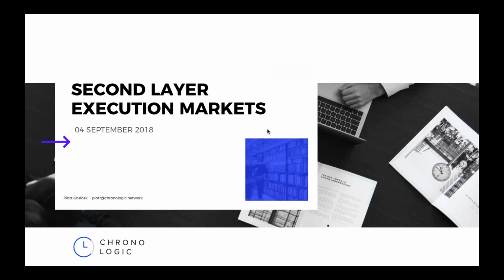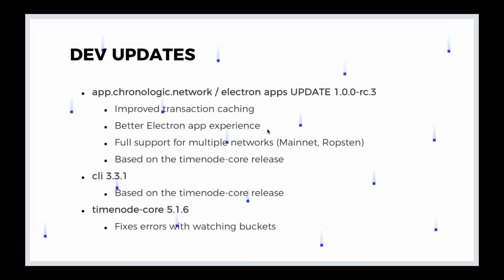Yes, so lots of updates, guys. Let's get into it. From the development side, we have updates to the app.chronologic.network and our Electron TimeNode DApps. We pushed a new release late last week called Release Candidate 3, and it includes a number of robustness features. One of them is improved transaction caching. The other one is some improved Electron experience.